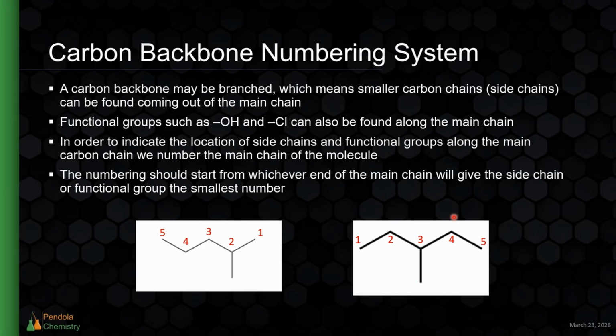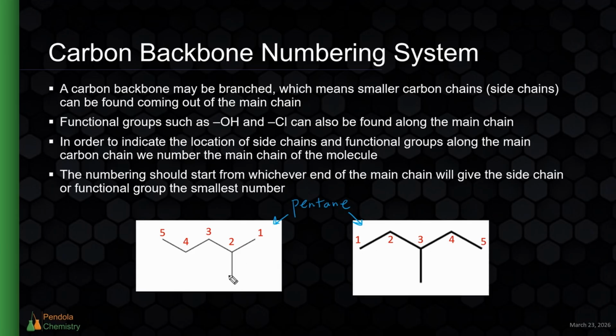Why do we do this? Why do we number the backbone? We're going to use those numbers to differentiate between both of these. Because if you haven't noticed, according to the rules we just learned, these are both 5 carbon chains. So these are both pentanes. So how do we distinguish between this pentane and this pentane?